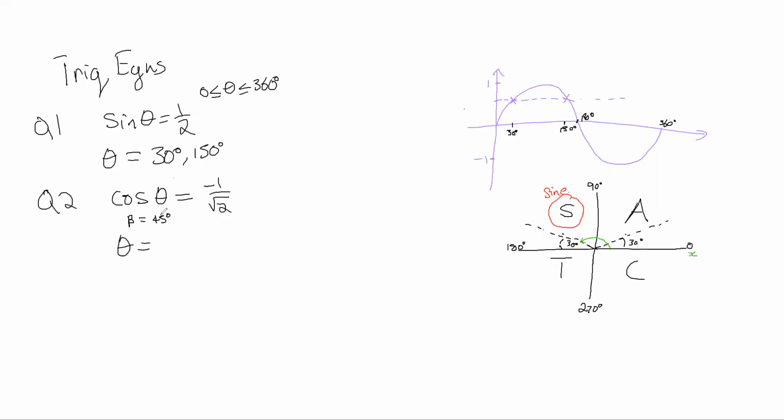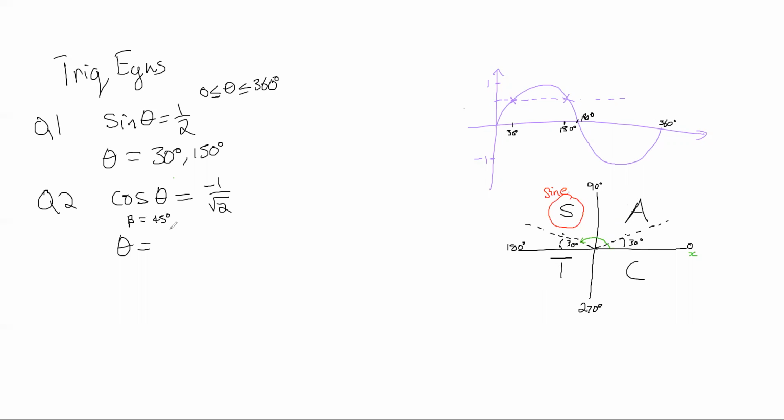But of course, that's not what we're looking for, right? We're not looking for 1 on root 2. We're looking for -1 on root 2. So where is cosine negative? In what quadrants is cosine negative? And we go back to this and we're like, it's positive here, it's positive here. So it's negative in the second and third quadrant.